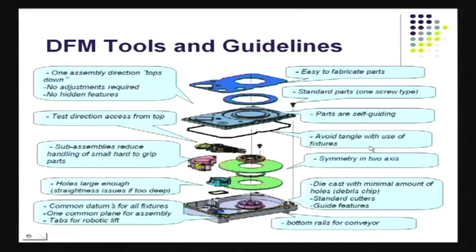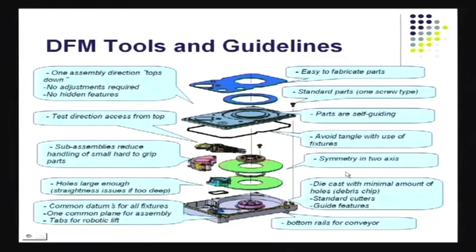Avoid tangling with the use of fixtures. This happens a lot when you've got wire harnesses and so on. You've got to make sure things are easy to fit and easy to isolate. That is done a lot when you're trying to, for example, put together a motorcycle. At the design stage itself, they try to figure out how it is going to be put together, and they try to make sure it's going to be easy for the person who's going to be doing this. And the same thing would apply for an electronic device such as this drive here.